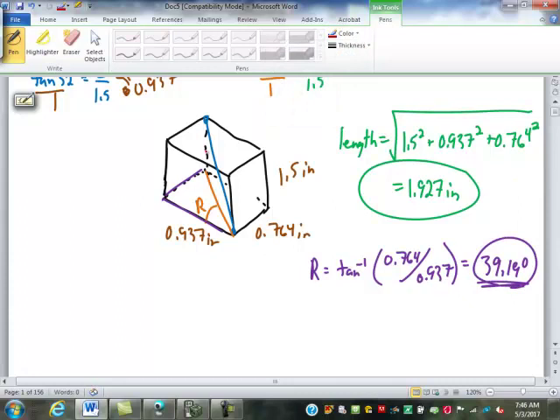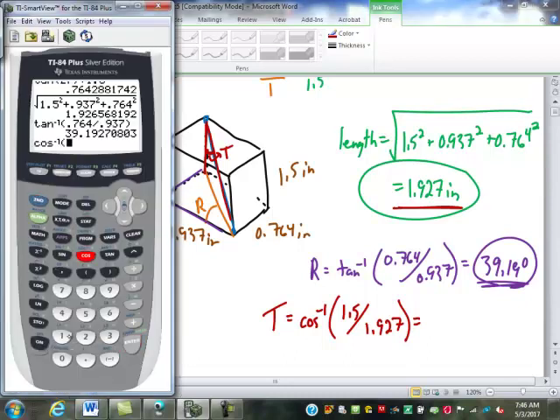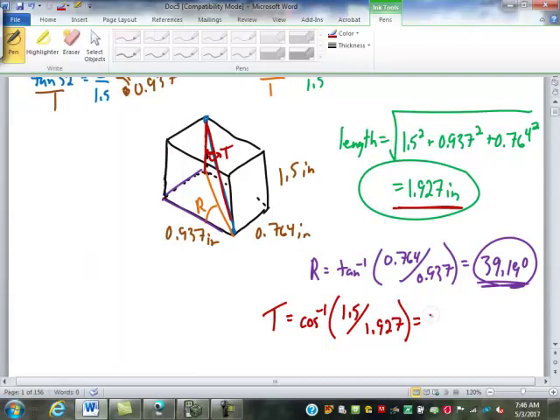Our angle of tilt, that's this angle right up here. The angle of tilt, remember, is an inverse cosine of this height here, 1.5, over our length, this amount here, the 1.927. So inverse cosine, 1.5 divided by 1.927, giving us 38.88. So we've got our angles of rotation and tilt.